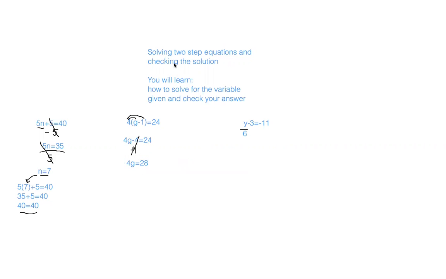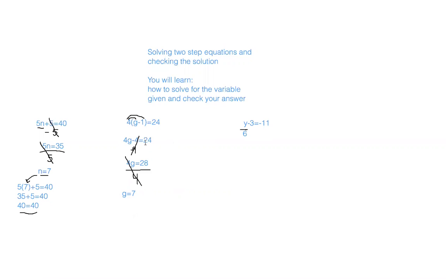We can't add, we can't subtract. So what we have to do here in order to isolate g is divide by 4. Now when we divide by 4 on the left side, we're left with just g. And when we divide by 4 on the right side, it's 28 over 4, and we are left with 7. Now, like I said before, we have to double check our work to make sure that g does in fact equal 7.